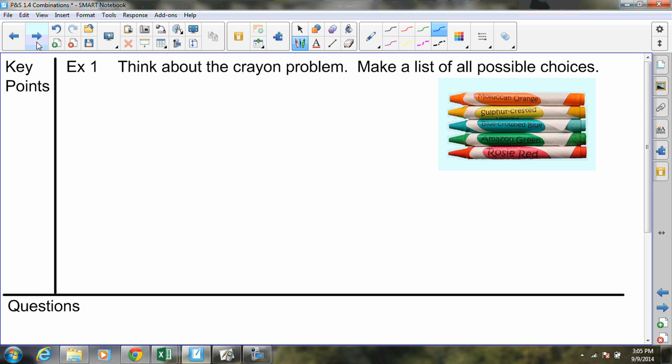Continuing this crayon problem, here are the 5 crayons we have. There is orange, yellow, blue, green, and red. How many different groups can you have? Or create a list of all the possible groups. So the colors we have, and I'm going to put them in alphabetical order, are blue, green, orange, red, and yellow. Alright, so let's get a group of 3 crayons.